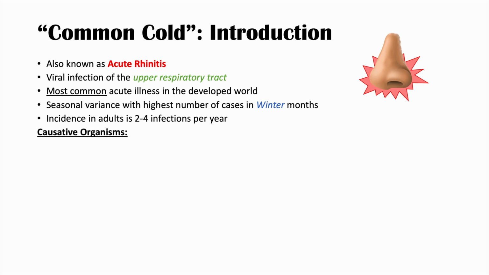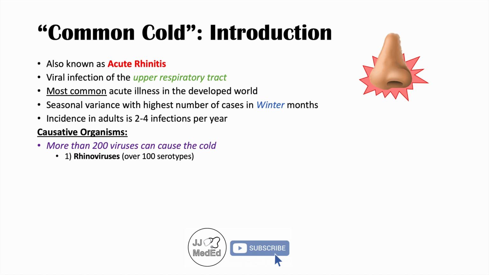Now, there are many causative organisms that can cause the common cold. They're all viruses because this is a viral infection. So there are more than 200 viruses that can cause the cold. The number one category of viruses that cause the common cold are the rhinoviruses. And there are over 100 serotypes of rhinoviruses. So that's very easy to remember. Rhinoviruses are the same prefix. Rhino means nose. So rhinoviruses. So very easy to remember.